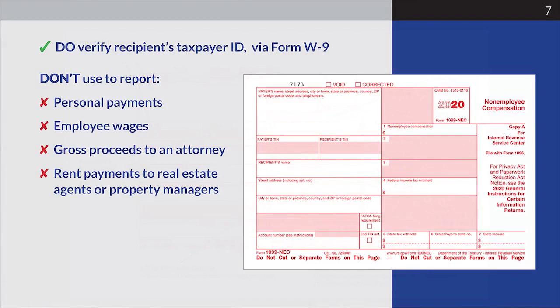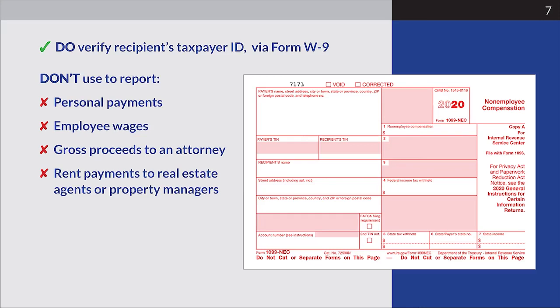Now that you're more familiar with the purpose and appearance of the 1099 NEC, let's go over some important do's and don'ts. Do verify that the recipient's taxpayer ID is correct. You'll need the Form W-9 from each recipient with the current taxpayer ID before you complete Form 1099 NEC.